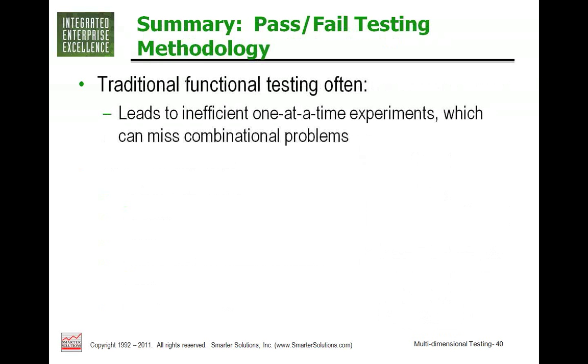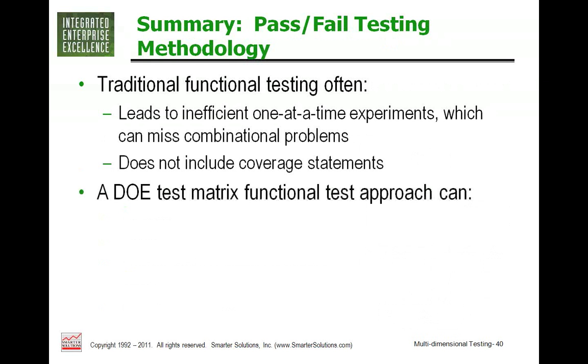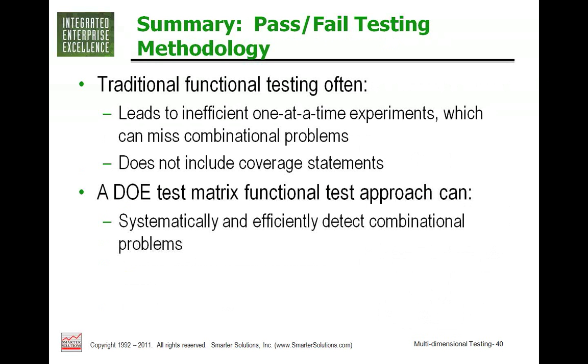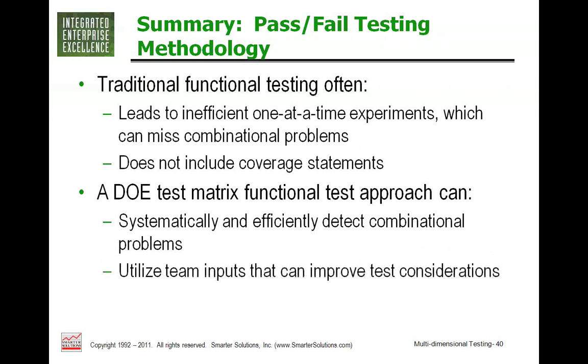So if we look at traditional functional tests, they often lead to inefficient one-at-a-time approaches, and we miss the combinational problems. Often we have tests that don't include coverage statements. So this overall test matrix approach can give a systematic approach for efficiently detecting these combinational problems. It also can utilize the team inputs to improve the scope of what we're actually doing in the test. So these are areas that can really help you, and also you can get into giving test coverage statements, as I said earlier.